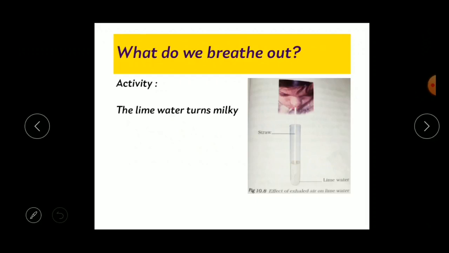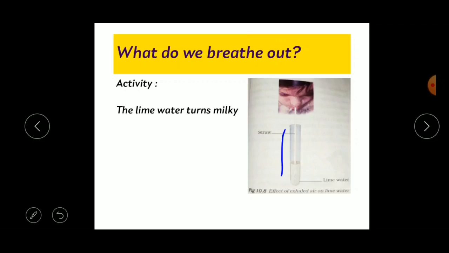As you know, we breathe out carbon dioxide. So let us do one activity. Children, take a clean test tube. This is called a test tube, as you already know, right? Take a clean test tube, or else you can take a plastic bottle. Pour some freshly prepared lime water in the test tube. As you know how to prepare the lime water.